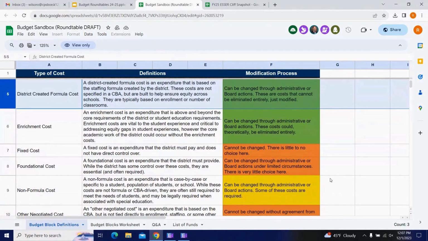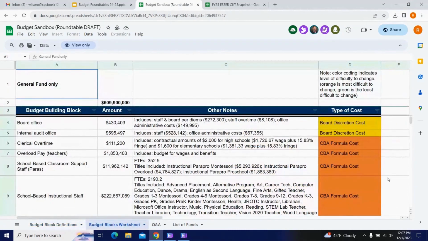If we can go to the second tab, Rob, the budget blocks worksheet, this is where folks can see all of the budget. So we've got part of the budget block labeled in column A. We see board office as the first row, the amount of money associated with that. In the other notes, we break down that amount of money. So you see how that $430,000 actually splits out into staff, office costs, overtime, et cetera, and the type of cost that it is. So that's a board discretion cost in yellow.